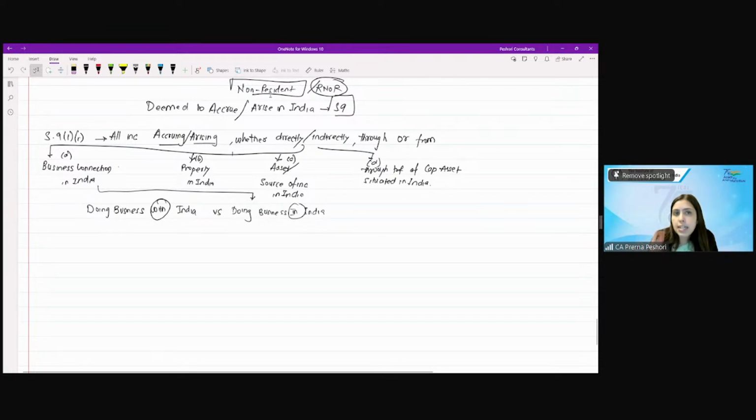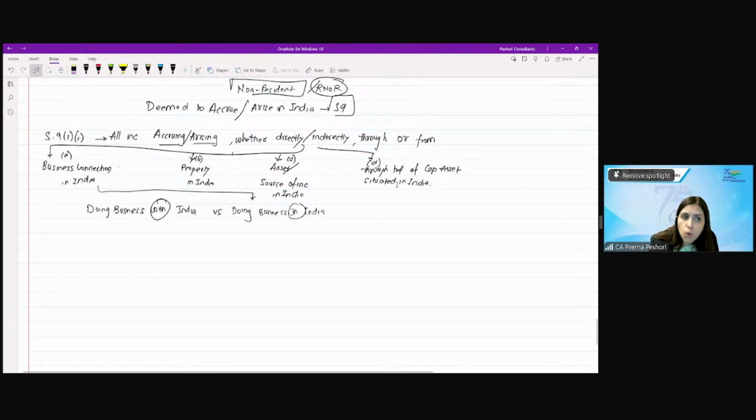The Income Tax Act includes Explanation 2 to Section 9(1)(i) to say what business connection includes. So it says that business connection includes the following transactions. It just says what business connection includes. It doesn't say business connection means only this much. Business connection is not defined.